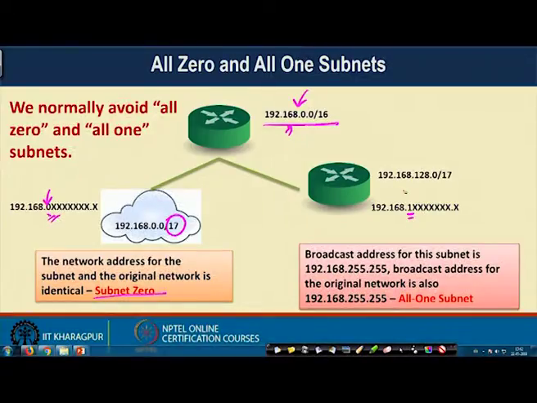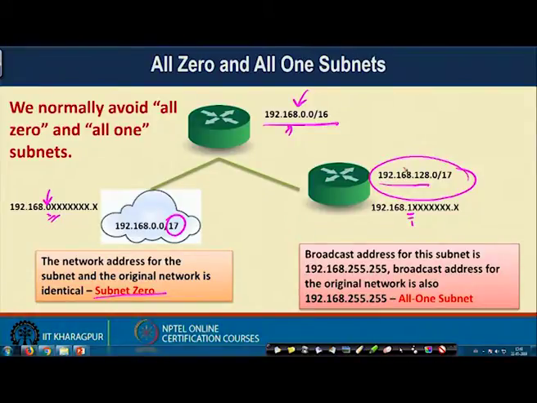Similarly, for the all 1 subnet, you see that whenever you are creating a subnet like 192.168.128.0/17, here I am taking this 1 as the subnet identifier, the subnet indicator. If I take this 1 as the subnet indicator, my subnet IP comes to be 192.168.128.0. So, 1 followed by all zeros. If 1 is here, then all zeros, this comes to be 128 in decimal format. So, in that case, let us try to find out the broadcast IP for this subnet.